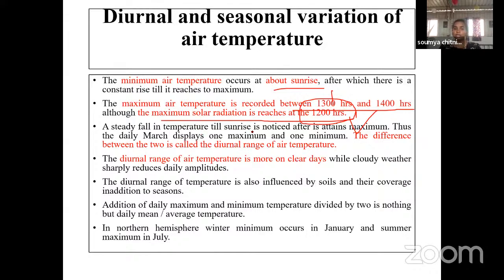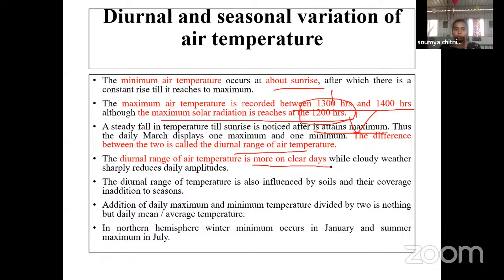So a steady fall in temperature till sunrise is noticed after attaining maximum. So in a day, we have maximum temperature as well as minimum temperature in a single day. The difference between this maximum and minimum temperature in a day, we call it the diurnal range of air temperature. So this diurnal change is more on clear days when compared to the cloudy days, right?